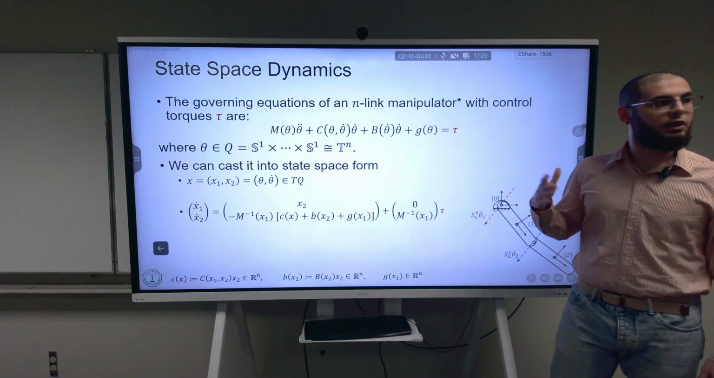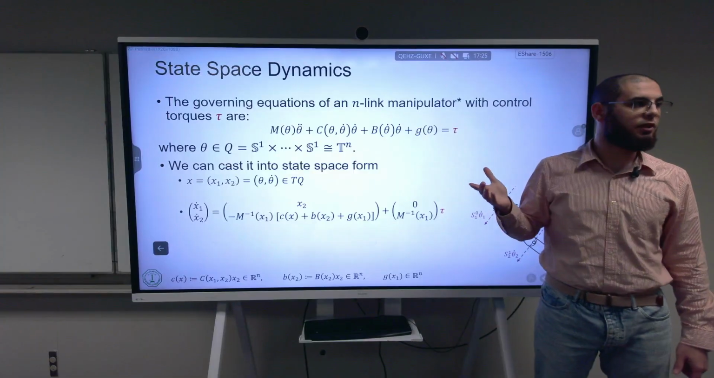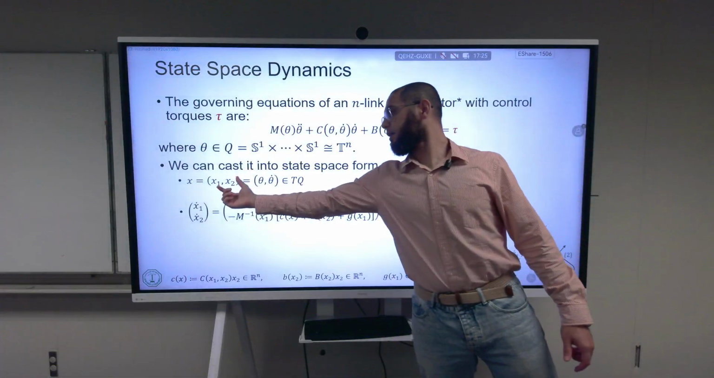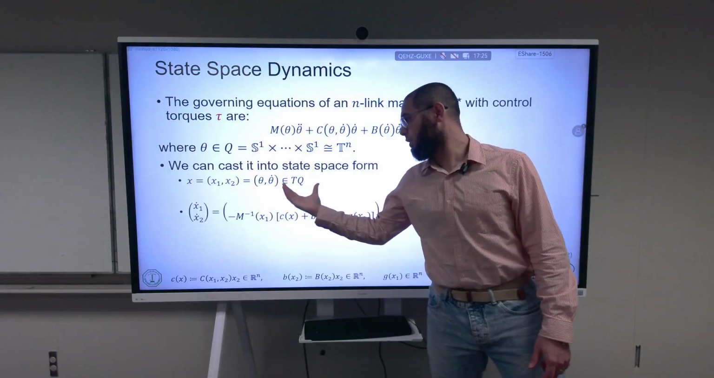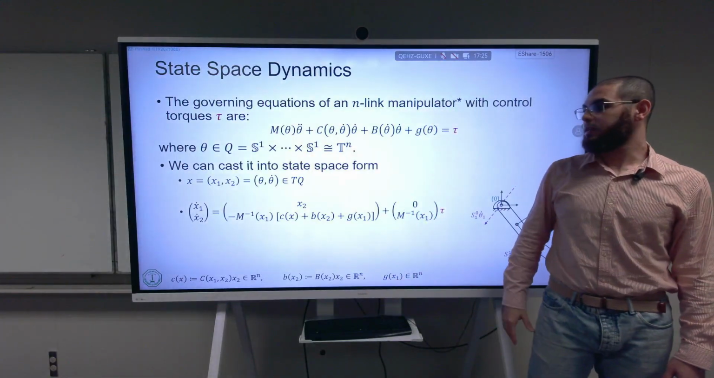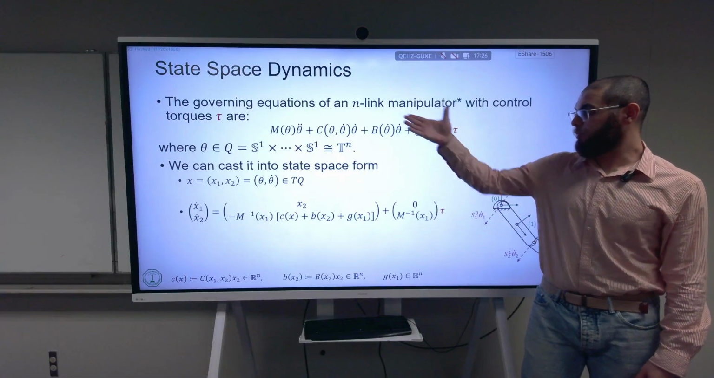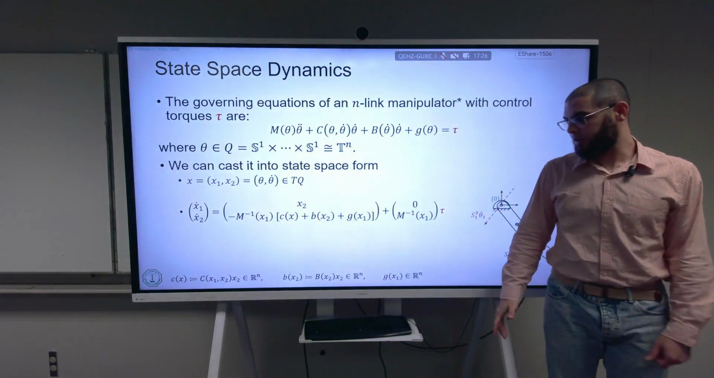We've looked at earlier that we can put this equation of motion, written as a second order differential equation, into the state space form if we define state 1 and state 2, x1 and x2, to be theta and theta dot. Theta and theta dot together live in the tangent bundle of this configuration manifold. And if you take this equation, you can put it in this form. Okay, so we've seen this before, so this is not something new.